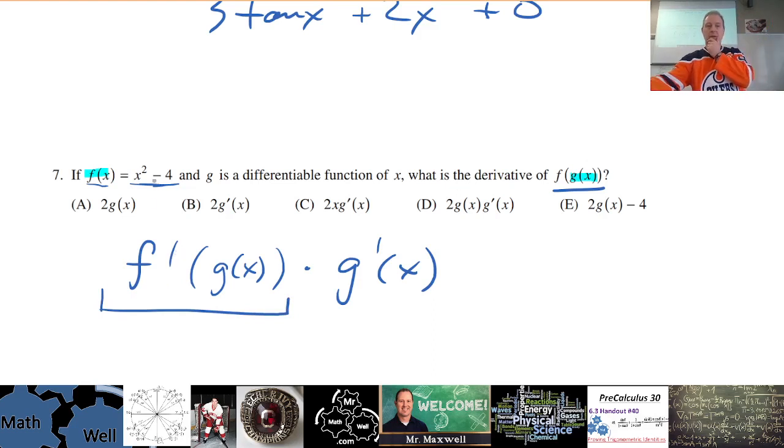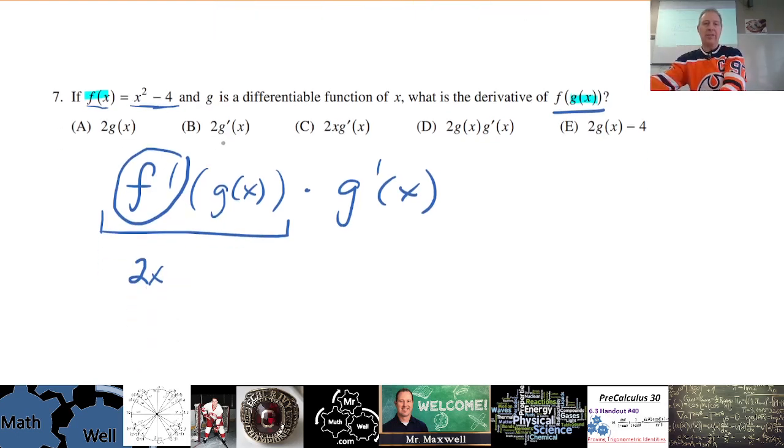Okay, so take the derivative of f. I'm seeing this right here. What's the derivative of f? Just curious. It's 2x. Okay, so if it's 2x, that's when x is just x. So here, this is g of x. Would that make sense, that this would look like this?